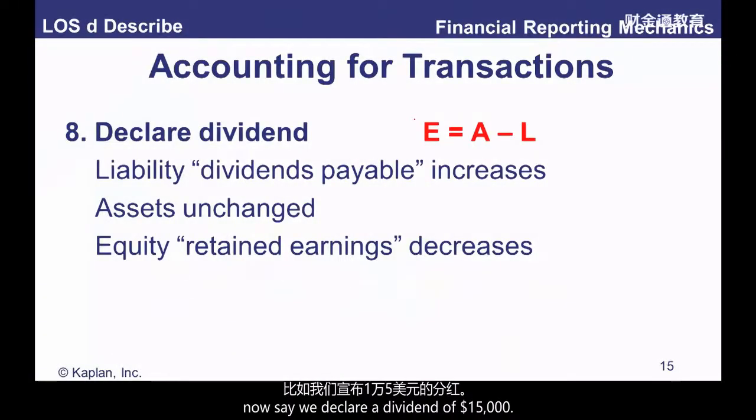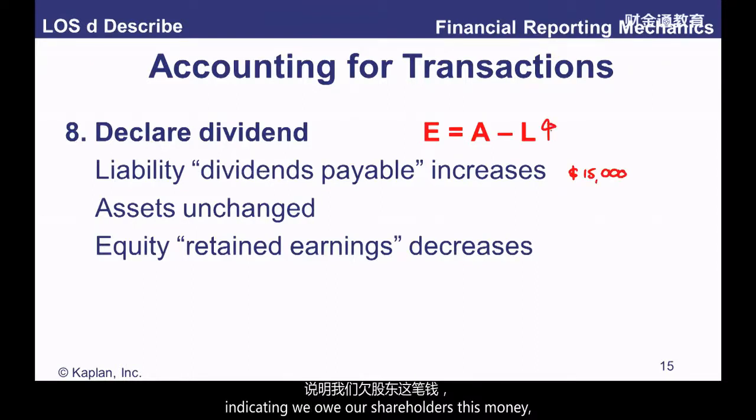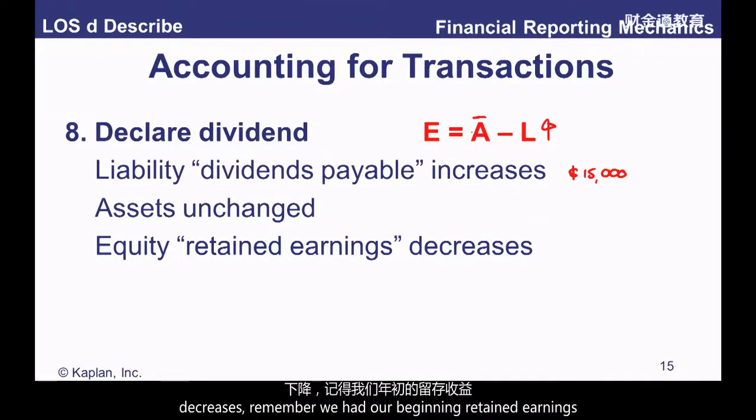Okay, now let's say we declare a dividend of $15,000. So we've declared a dividend of $15,000. So we're going to create a liability for $15,000, indicating we owe our shareholders this money. Assets unaffected. Okay, we haven't yet paid them. When we pay the cash out of $15,000, then assets is going to fall. Here we've only declared.